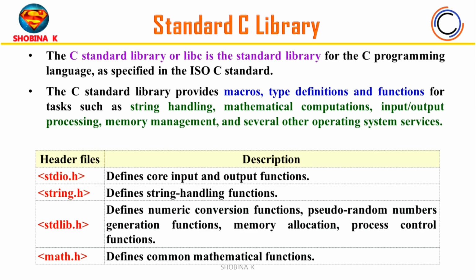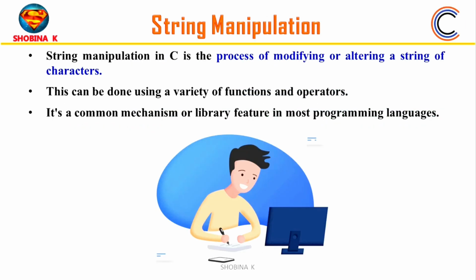First, let's understand the standard C library, which is string.h. The string.h header file is a part of the C standard library and it is used to manipulate strings. Then what is string manipulation? String manipulation is a process of modifying or altering strings of characters. String manipulation includes actions such as copying, combining, finding, comparing, and breaking down strings into smaller parts. So it is about performing various operations on strings to achieve specific objectives within a program. And this can be done using a variety of functions and operators.